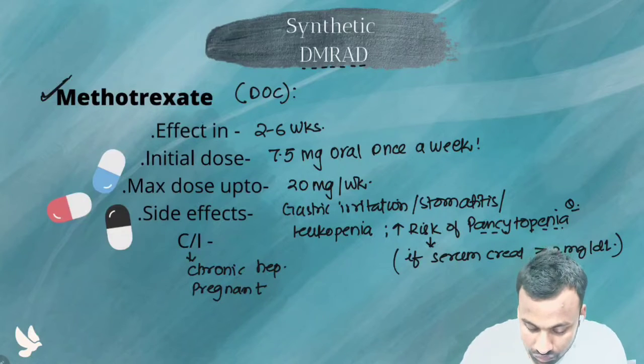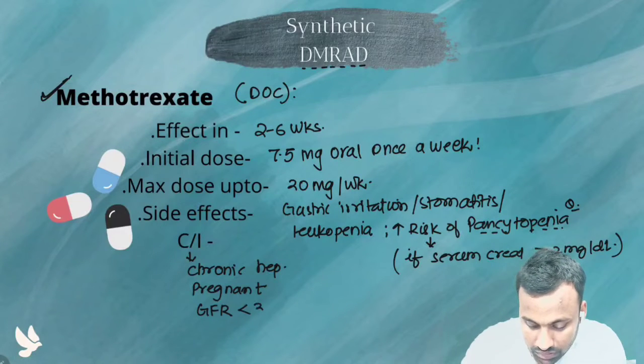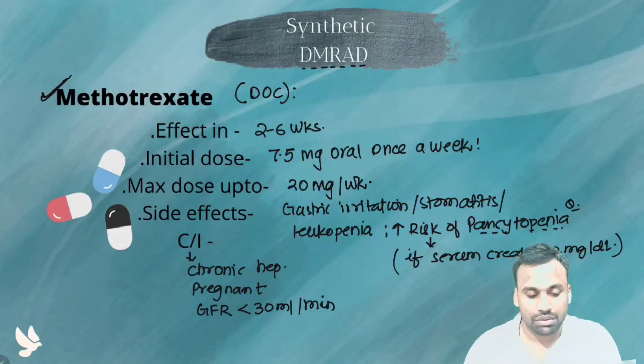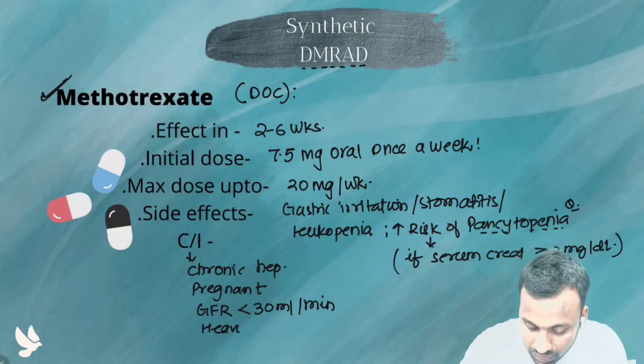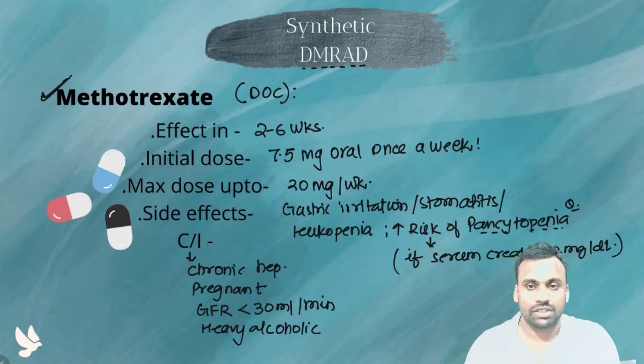If the patient has a glomerular filtration rate of less than 30 ml per minute, you should avoid this type of drug. Also, if the patient is a heavy alcoholic, we cannot give methotrexate. If we give this drug, we can ask the patient to come for the liver function test, the LFT, at least every 12 weeks.